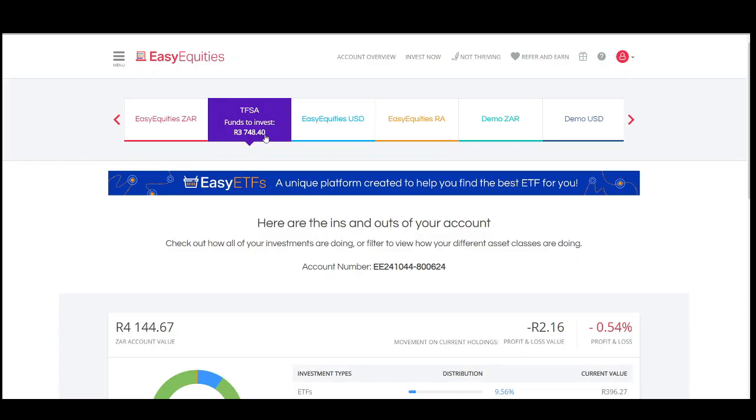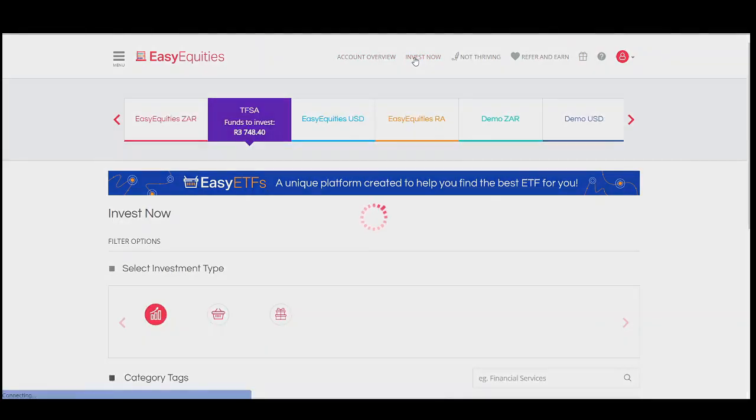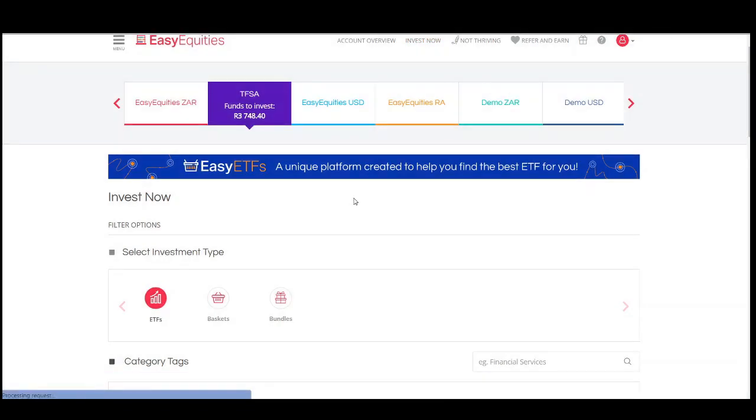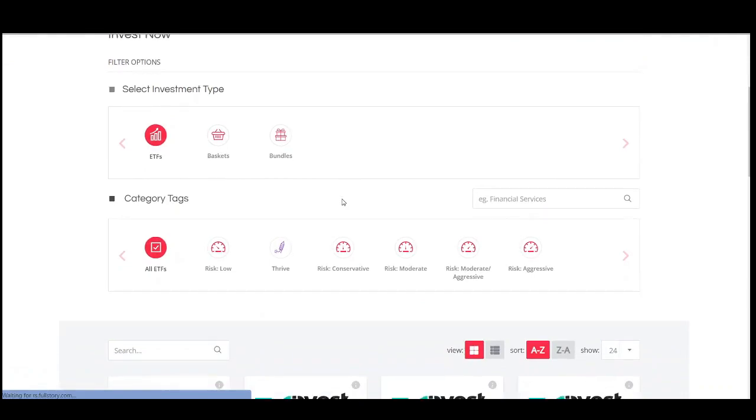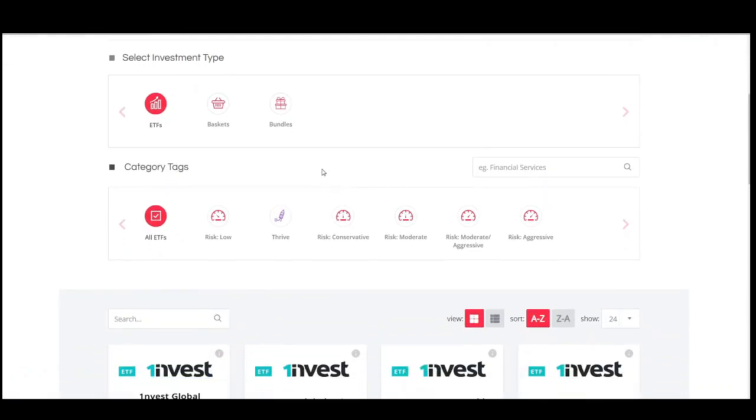Let's dive into it. As you can see here, this is the money that is available for me to invest: 3,748.40. So what you do is go to invest. Now let's click there. Once you are here, it will take you through the products that you can invest in. As we can see, we have ETFs, baskets and bundles.